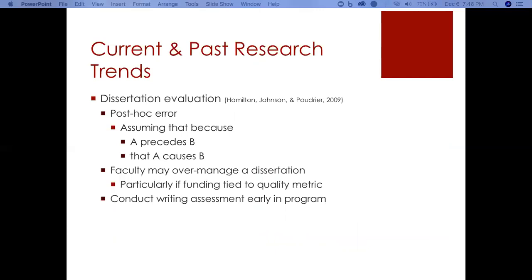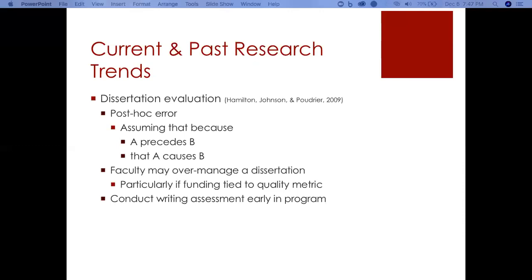So there were some surprises, however. I want to talk about those briefly. One of them was directed at dissertation evaluations. Now, prior to this lit review, I would have assumed that evaluating a dissertation or in aggregate dissertations would be a really good direct measure of the quality of instruction in a higher ed program.